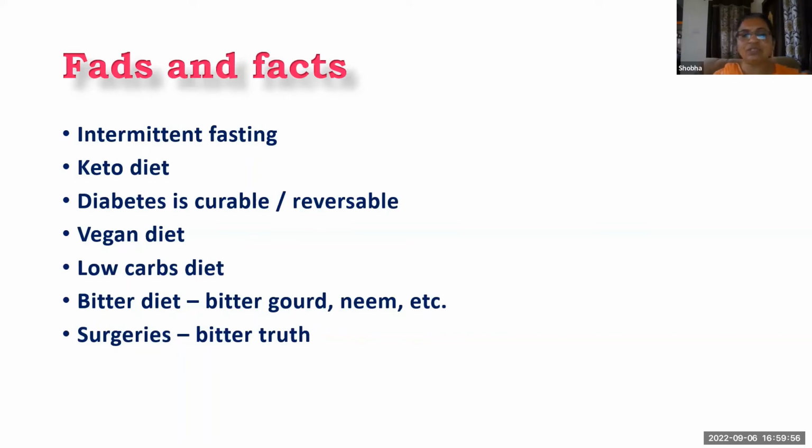Age, physical activity, type of diet, and if there are any risk factors for any complication, that also should be taken into consideration before reducing any of the micronutrient or even the macronutrient.